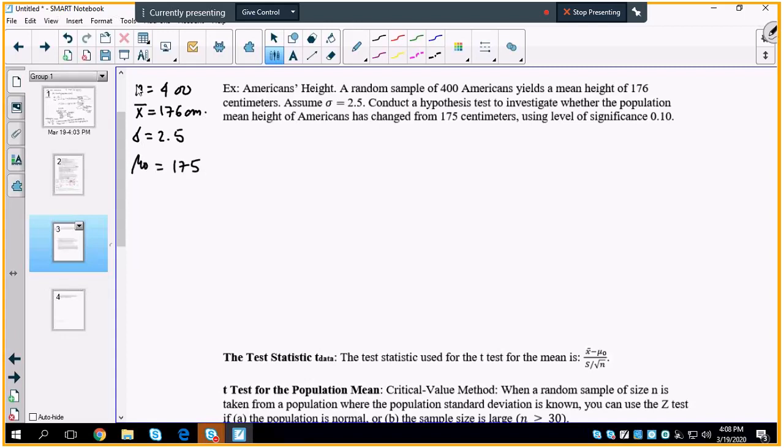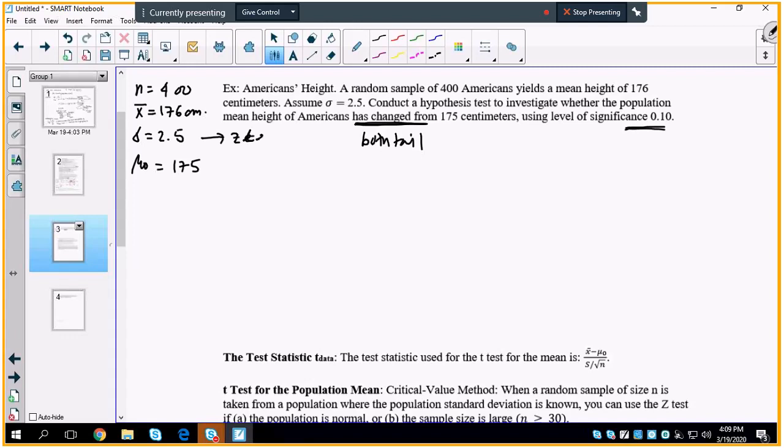But this time, see, I did not say whether it is greater or less. I said just changed. So I want to see whether it has changed from 175 centimeters or it did not change, at the significance of 0.10. So because of this, I will say I'm doing a two-tail test. Because of sigma, I will say I'm doing a Z test.